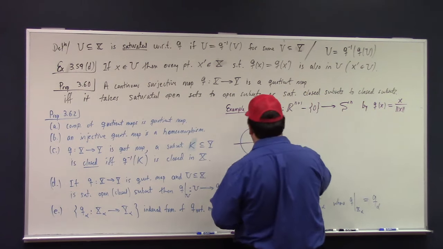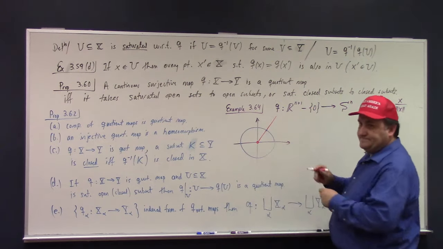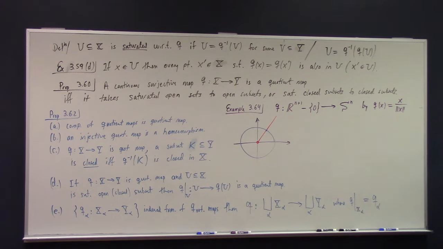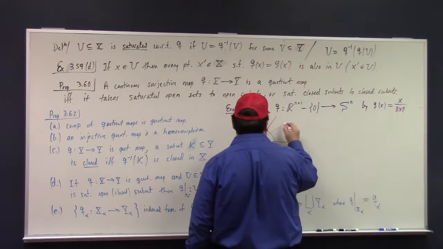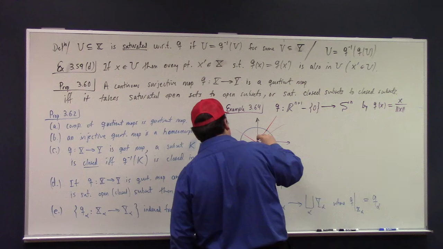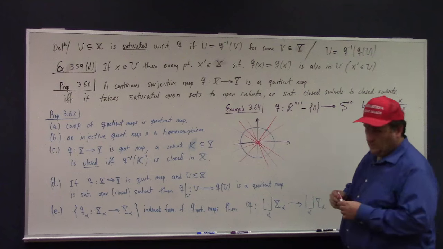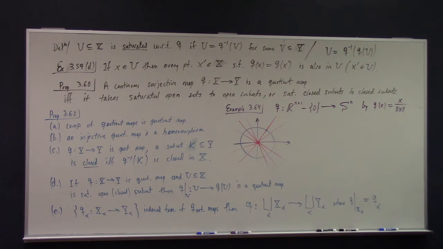So that's the inverse image of that point. And so the fibers are literally just the rays from the origin. Yeah. And so he says the saturated sets then are unions of open rays. And he says it's easy to check that Q takes saturated open sets to open sets and is therefore a quotient map.